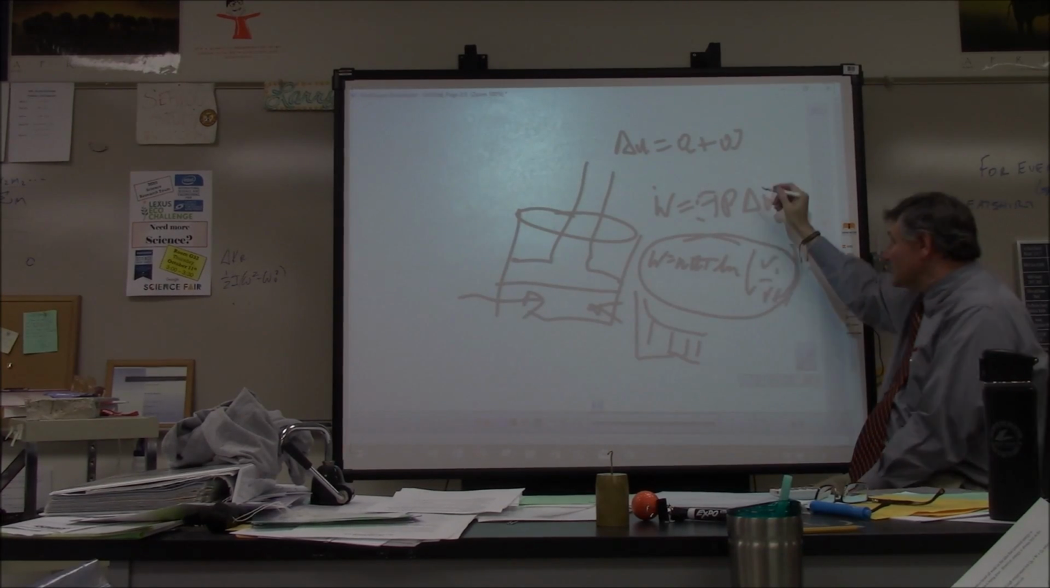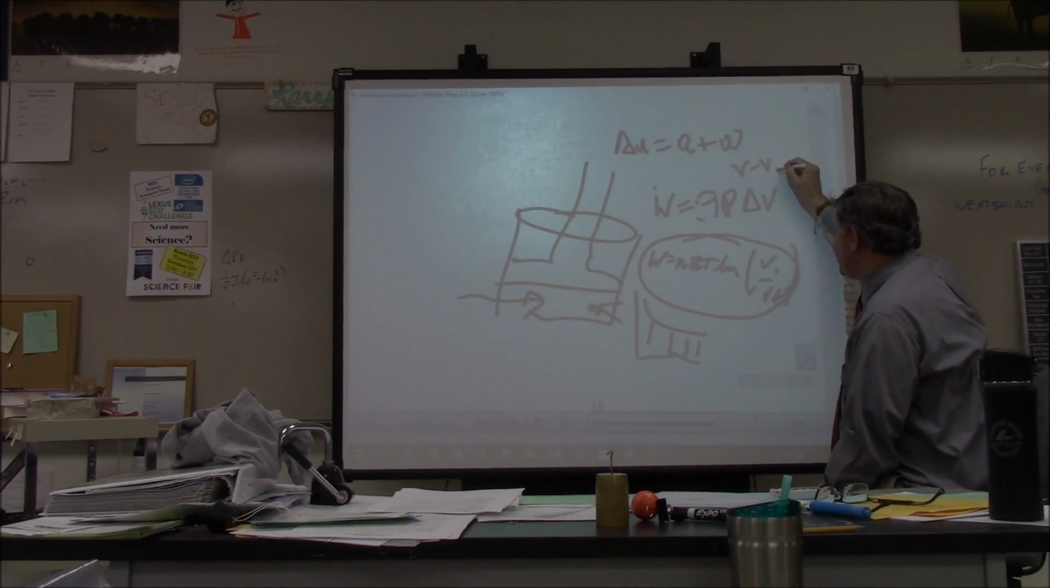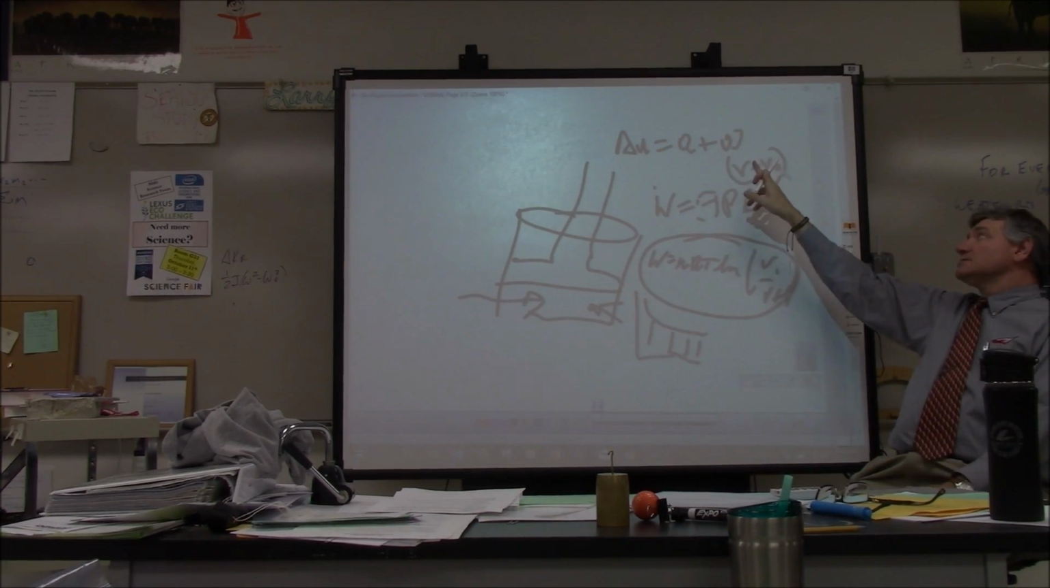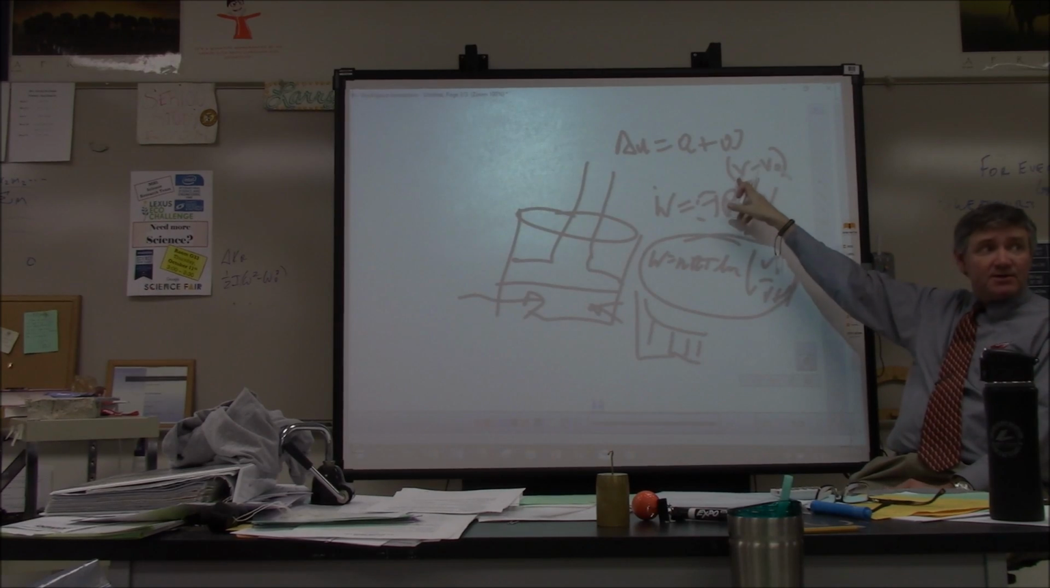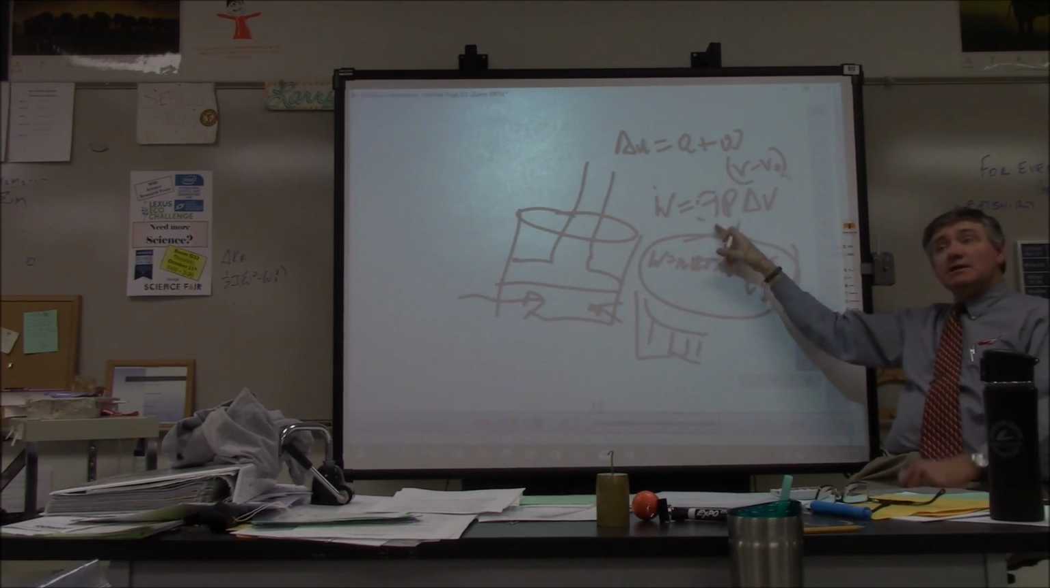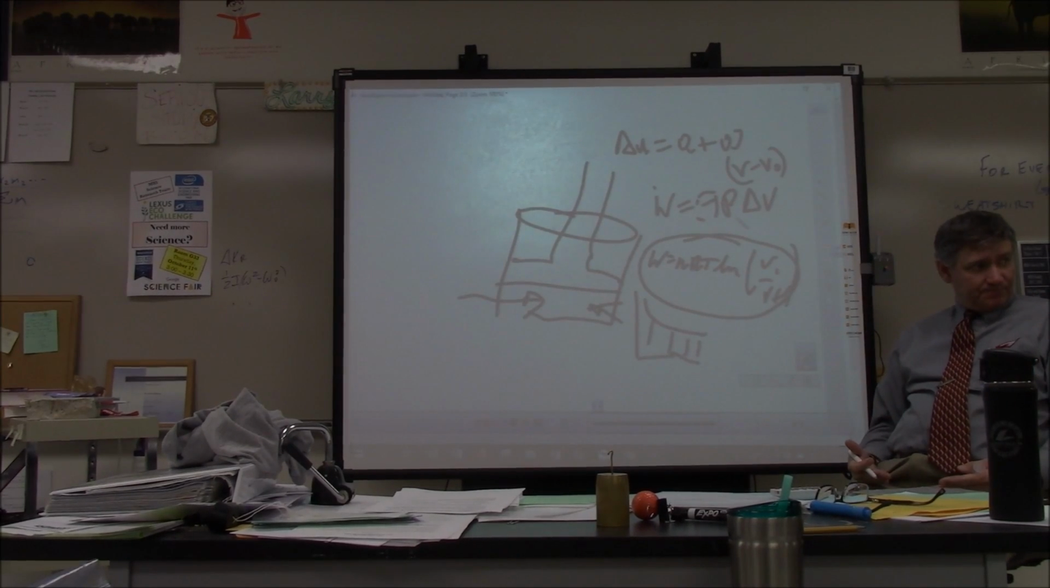So when you look at this, this is going to be V minus V naught. So that's going to be final minus my initial. So the volume final is bigger than the initial volume. Okay? So that means I'm going to end up with negative work.